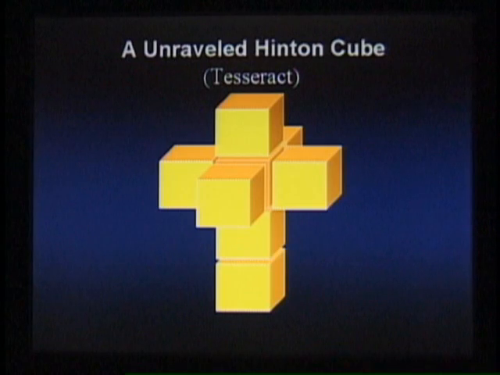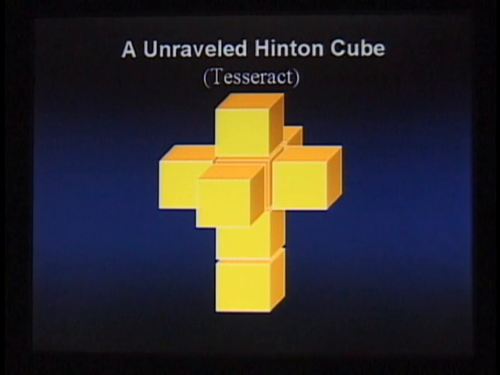That's called in mathematics a Hinton cube, and there are such things. It's also called a tesseract. That's an unraveled Hinton cube. This is a 4-dimensional cube unraveled into 3 dimensions. You say, gee, what good is that? There's only one place I know of where this has actually been used constructively. And amazingly enough, it was by Salvador Dali.